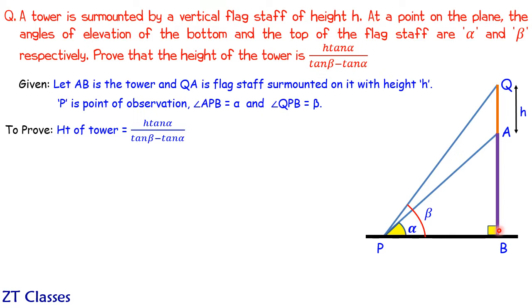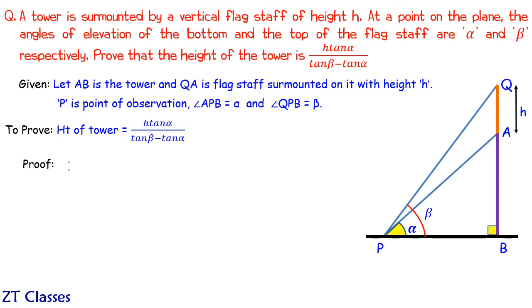Also इन दोनों ट्राइंगल में जो APB है और QPB है, इन दोनों ट्रायंगल में PB जो है वो कॉमन है. तो आप कौन सी रेशियो लेंगे? tan रेशियो, है ना, और उसमें फिर PB को आप eliminate कर दें, you will get your answer. So let's see the proof.